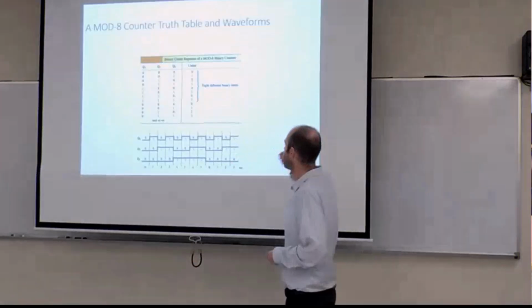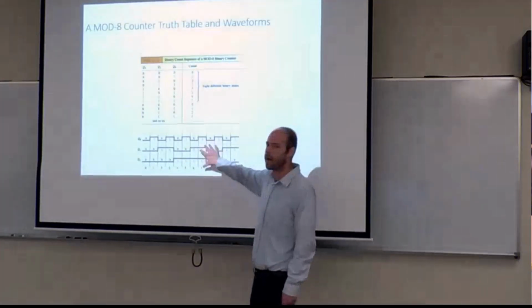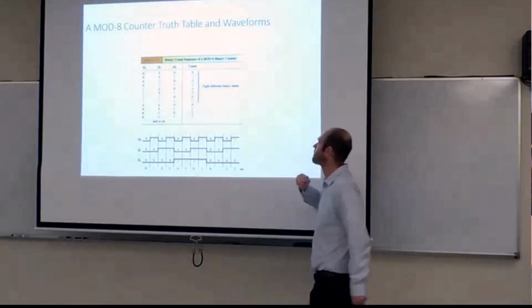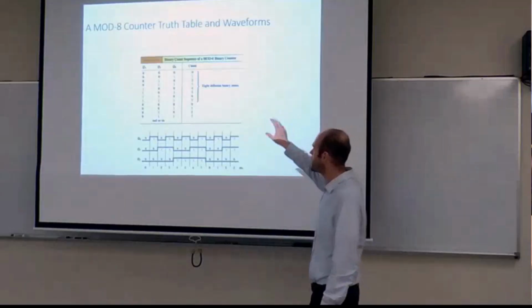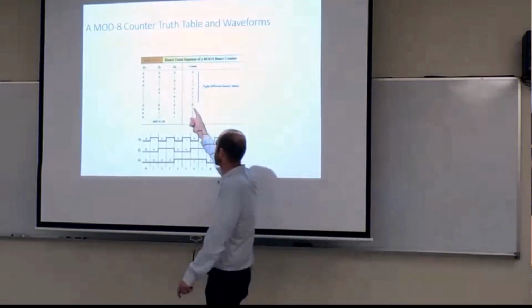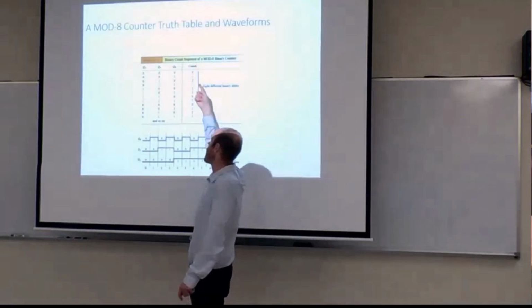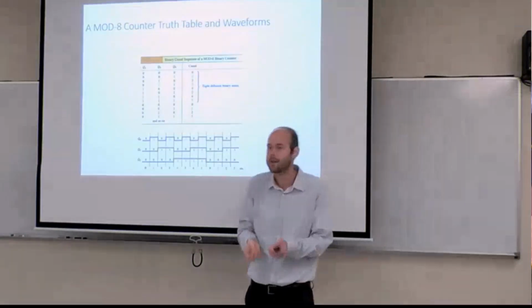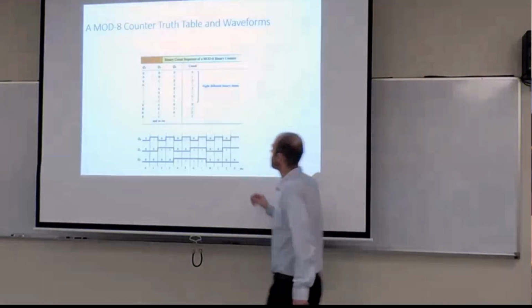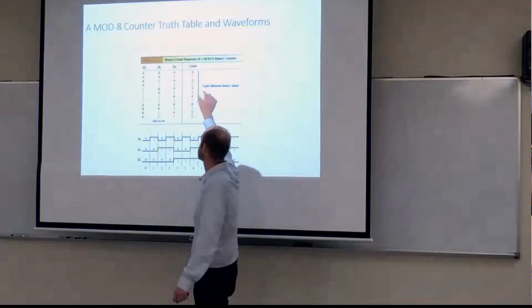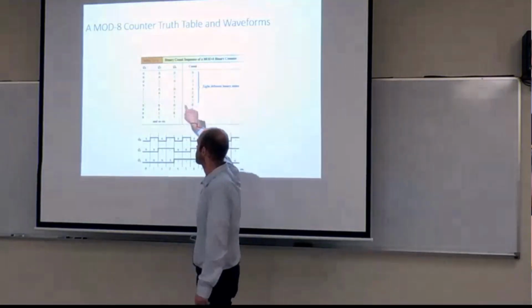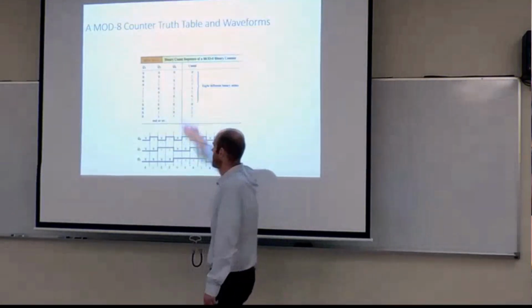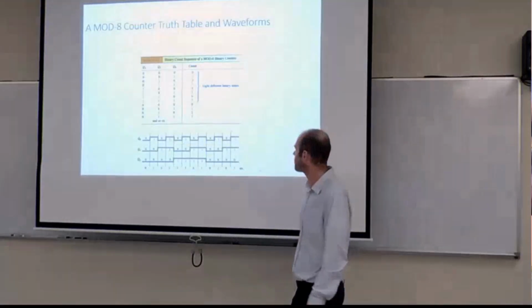We can see that in truth table form or in timing diagram form. We have 8 different binary states that a 3-bit counter can show, so 8 different states, 0 through 7, would be a mod 8 counter. You can see the decimal count here, 0 to 7, or the binary count there, 0, 0, 0 to 1, 1, 1.